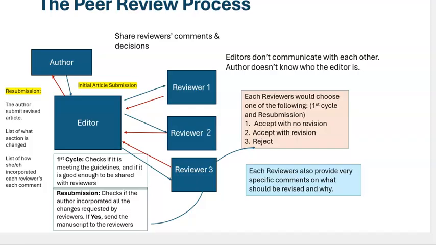The editor will review those comments and then decide whether the journal should accept with revision or reject, and communicate the result to the author. If the decision is accept with revision, the editor will also share all these comments the reviewers gave to the editor with the author, and then give the deadline for revision and resubmission. The author will submit the revision, and then the editor will review the revision.